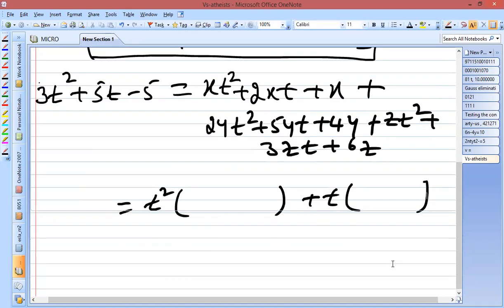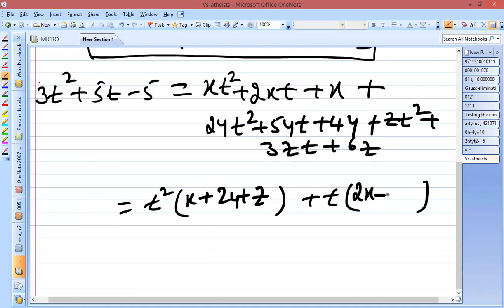Separate and write. So in t square, what are the terms we'll be getting within the bracket? x plus 2y plus z, t 2x plus 2x plus 5y, plus 5y plus 3z. And what about the next one? x plus 4y, 4y plus 6z. Yes.